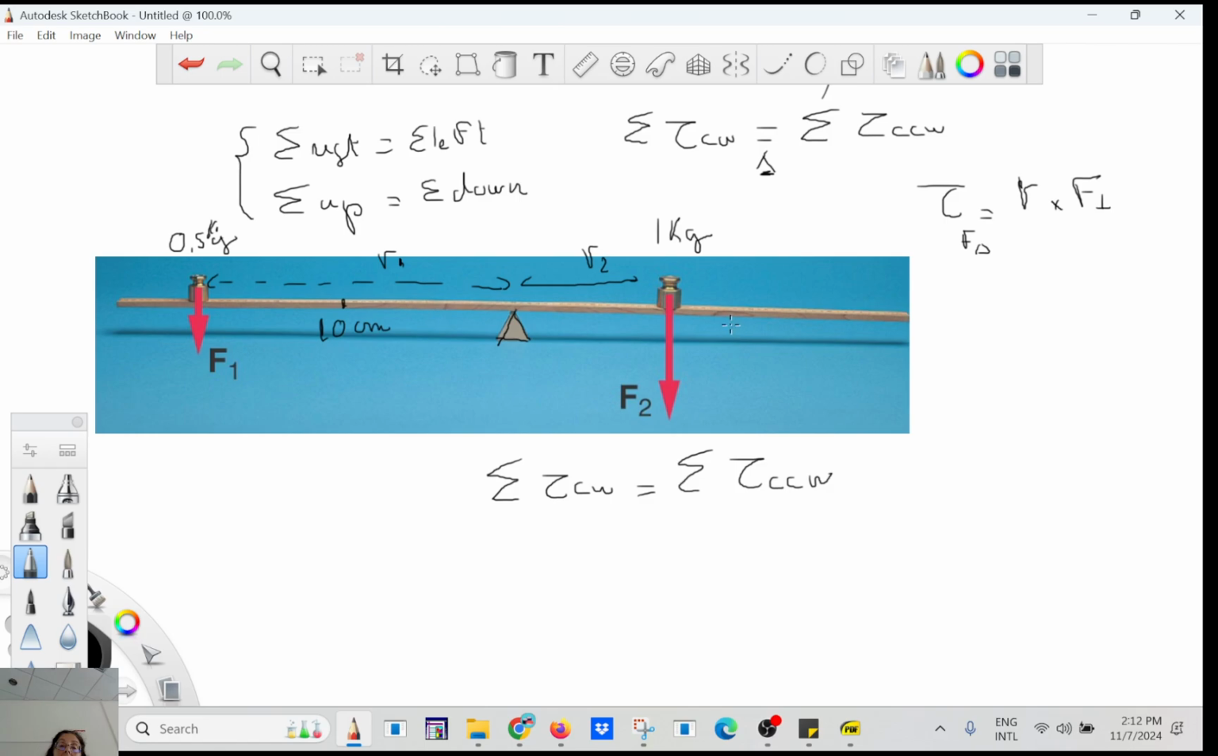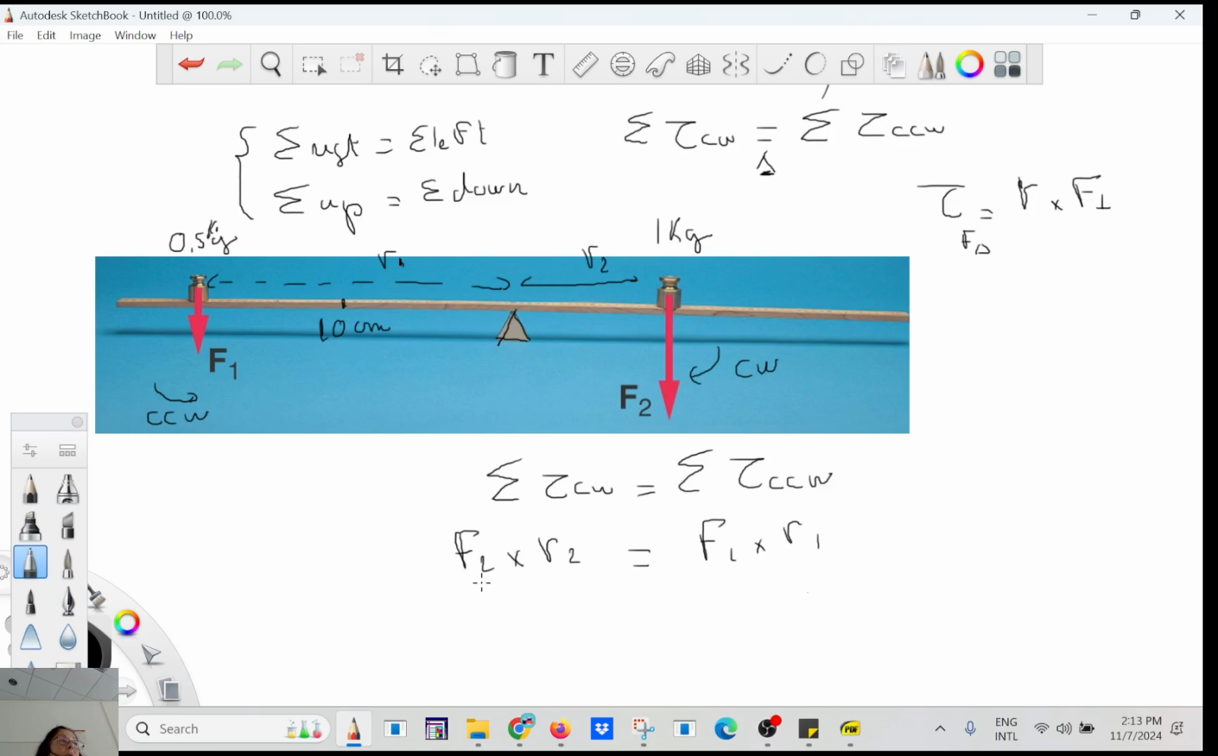counterclockwise. So this force wants to make what? Clockwise or counterclockwise? You all agree? It wants to make it go this way. And this one says, no, no, you don't. That will be counterclockwise. So on one side, I'm going to have F2, which is already perpendicular, so I don't have to worry, times R2 equals, counterclockwise will be F1 times R1. So I'm just showing you the steps.